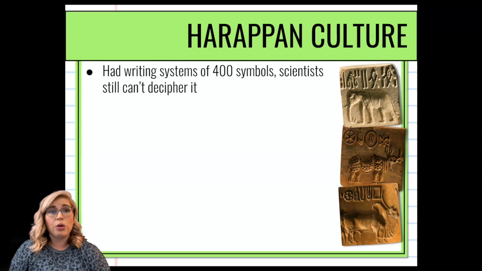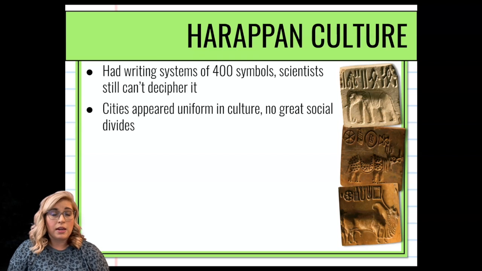The cities appeared uniform in culture, meaning there weren't any big social divides, which is also interesting because we'll see later the Indian civilization or the Indian culture is very much based on social classes and the caste system. Animals were very important to the culture. That was evident in pictures and toys, things like that.